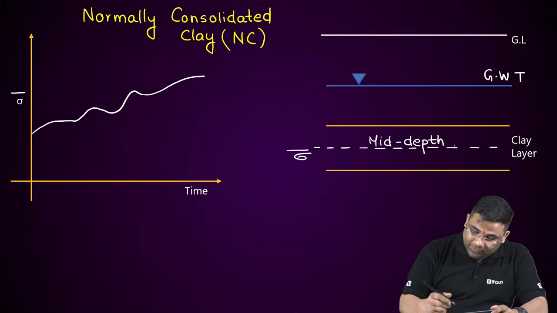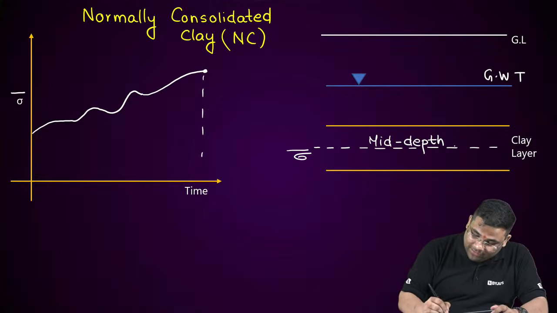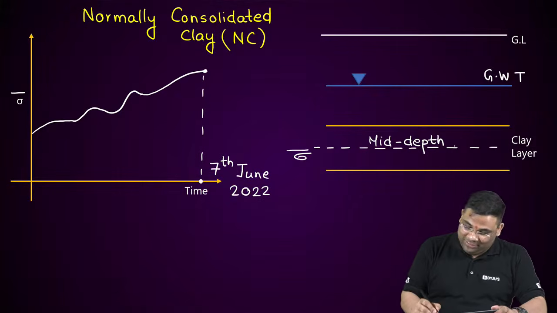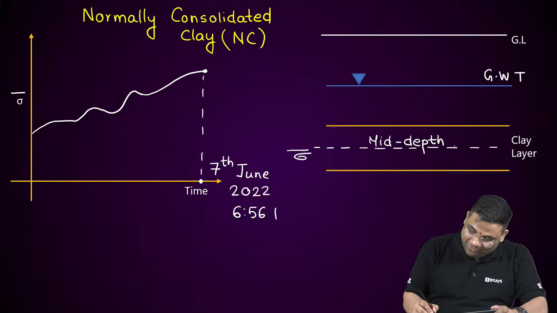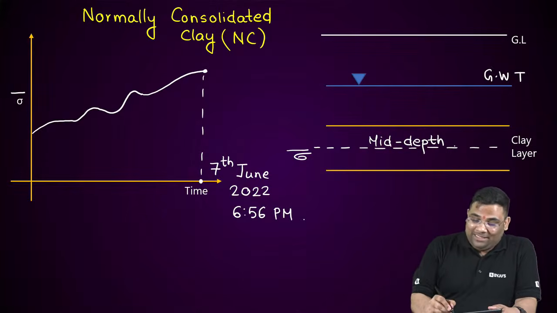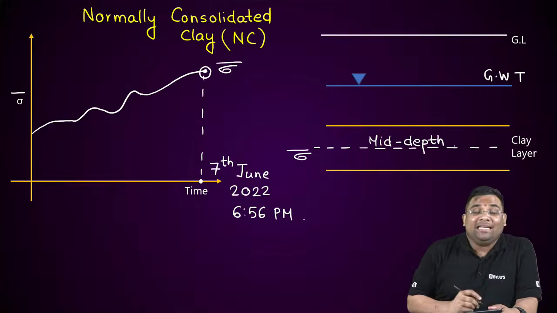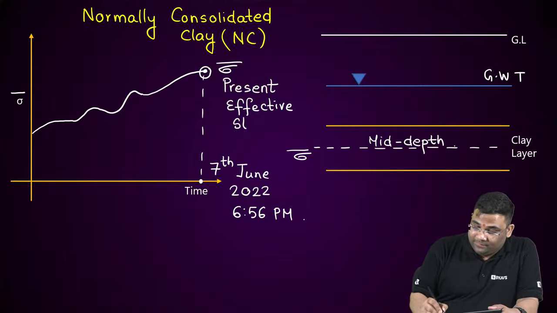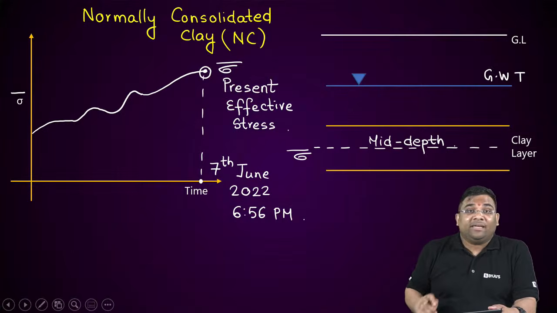Suppose you are seeing the effective stress today. Suppose this is today, and today's time is the 7th of June 2022, and the time is 6:56 p.m. Now, what will this be known as? This I will call sigma dash, that is the present effective stress. Can I say this is the present effective stress, right?